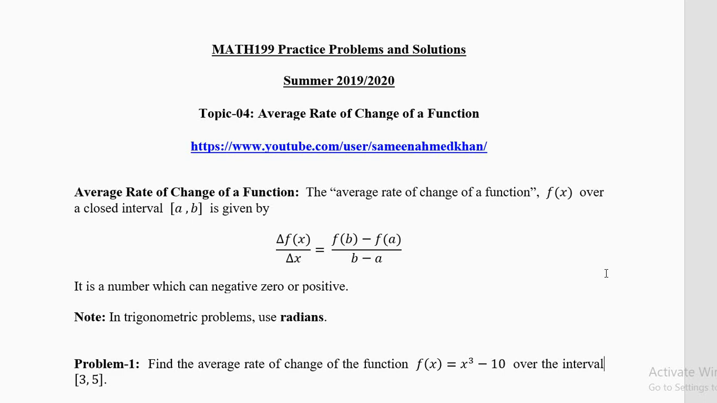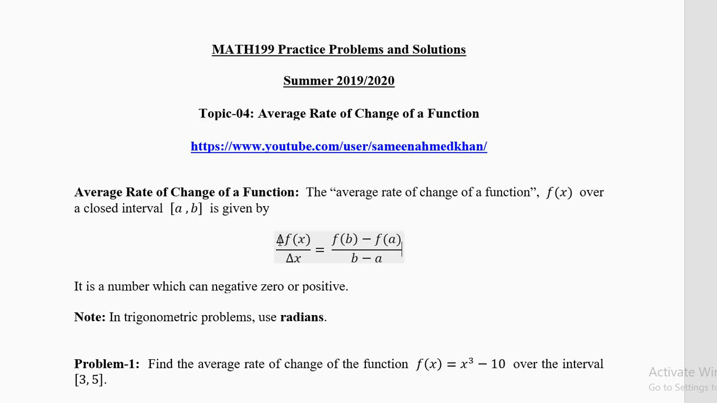Today we shall have the video of the fourth topic, average rate of change of a function. See, the functions are normally changing except for the constant function. So if a function is changing over an interval, we have to assign some average value to it. That is called the average rate of change of a function over a closed interval [a, b]. a is allowed, b is allowed, and a function f of x is given. So the average rate of change of this function is defined as delta f over delta x.